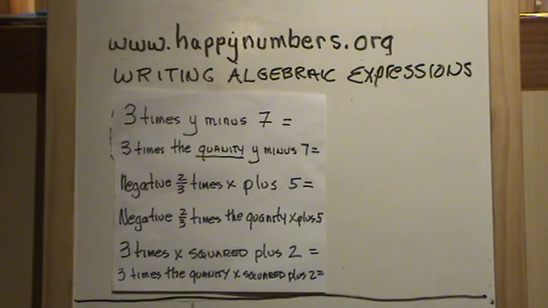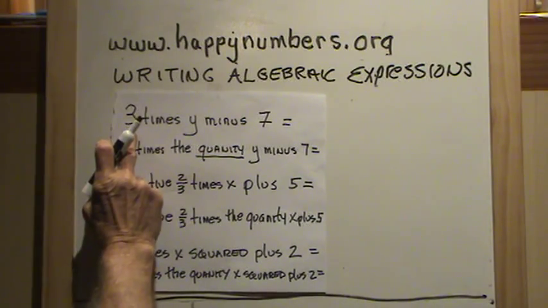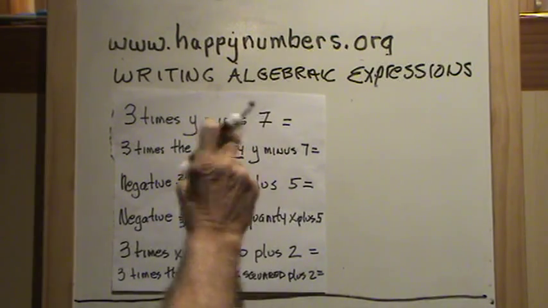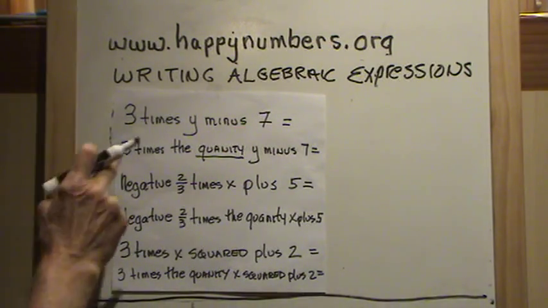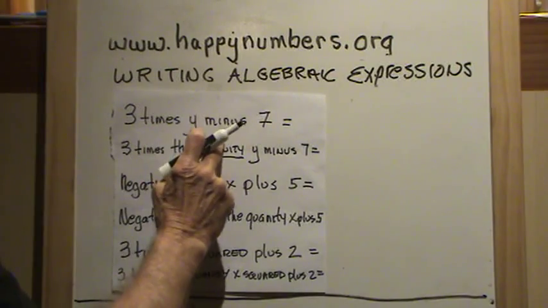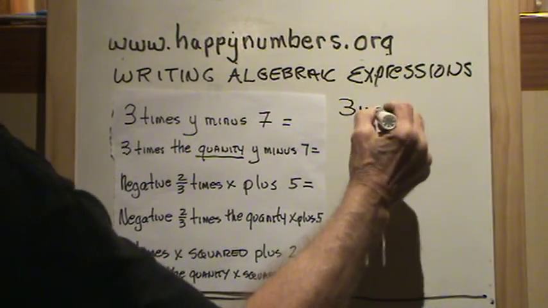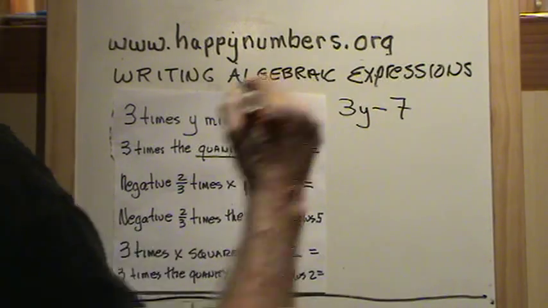Let's look at the first one. 3 times y minus 7. Well, we have a double thing here. We have 3 times y minus 7. So we know 3 times y minus 7.